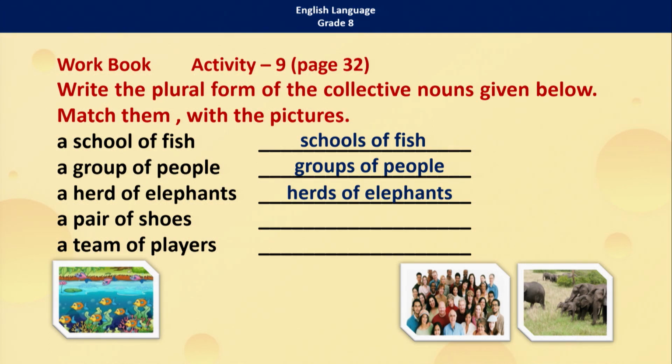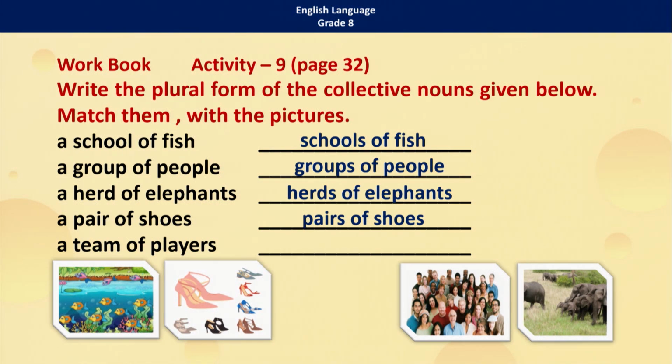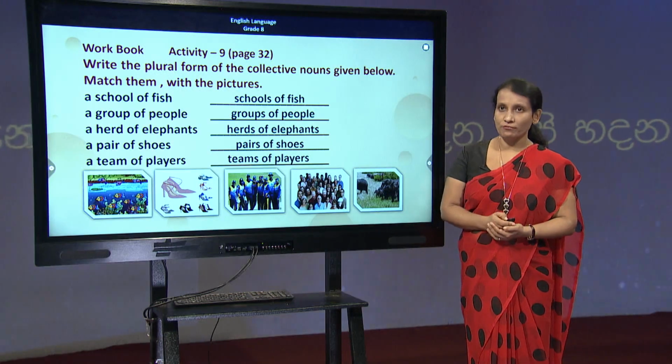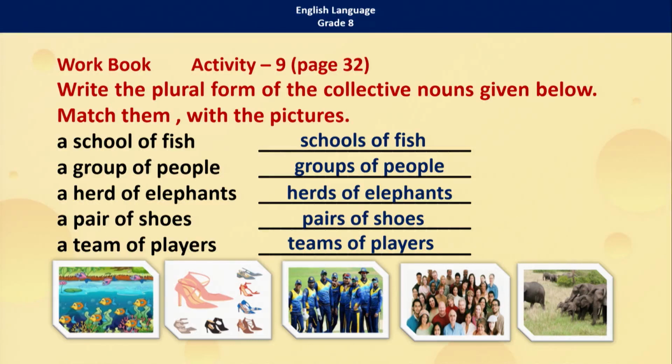A pair of shoes. What you wear, right? A pair, right? When you say a pair of shoes, it is singular. Pairs of shoes. A team of players becomes teams of players. Okay, a school of fish, schools of fish, a group of people, groups of people, a herd of elephants, herds of elephants, a pair of shoes, pairs of shoes, a team of players, teams of players. Right, children?